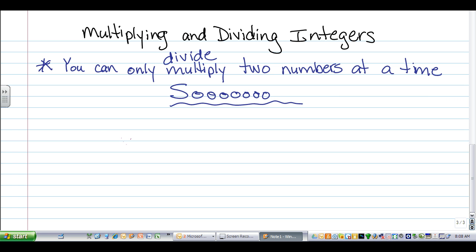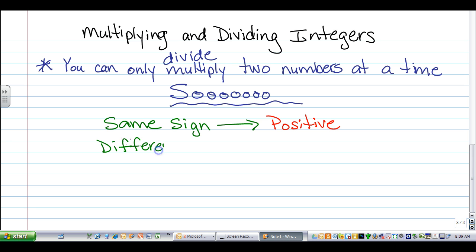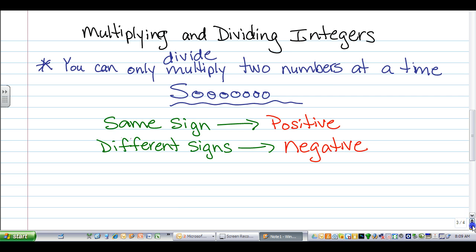So, here's another way of thinking of it. If the signs are the same sign, then the answer is going to be positive. All right? If you look at those 2 numbers and they have different signs, the answer will be negative. Okay, so those are the 2 ways that you can use to figure out whether an answer is going to be positive or negative after you just multiply and divide like you normally would. If they have the same sign, positive. Different signs, negative.